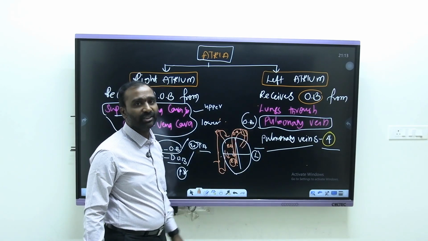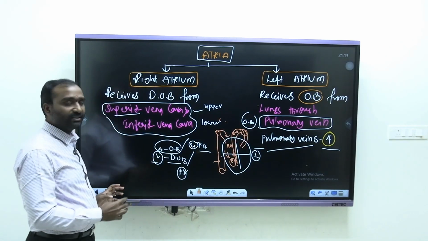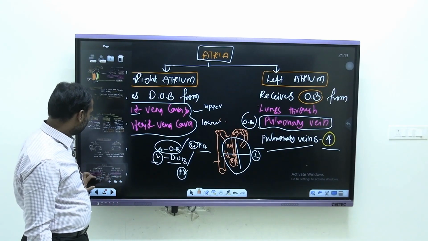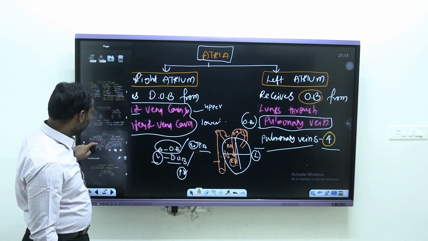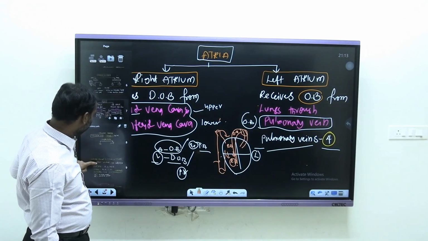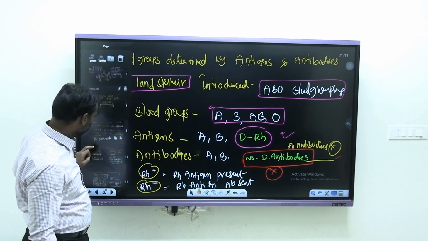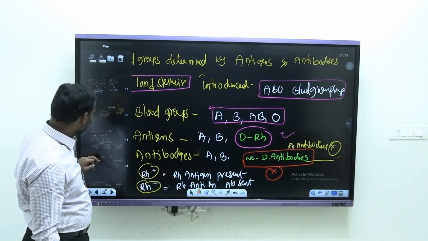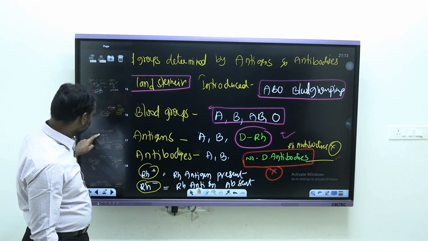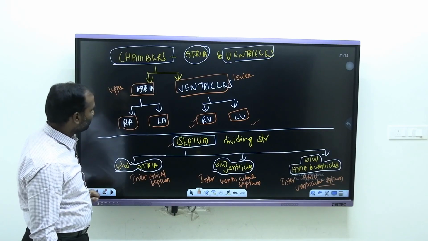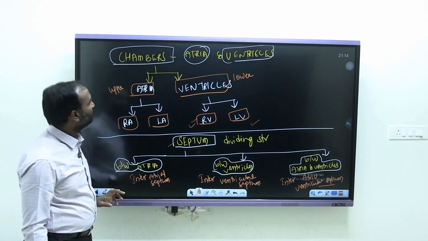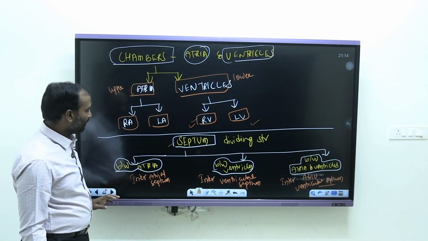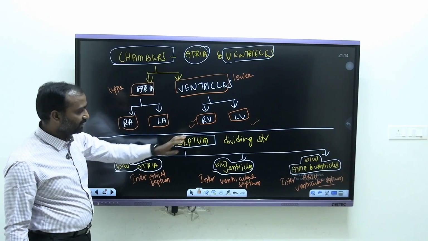How many of those are there? Four in number. So this is about a little difference between the right atrium and the left atrium. So upper chambers are what? Upper chambers are atria, lower chambers are ventricles. Okay. So if you sort out the information, there is the septum. Septum is a dividing structure.